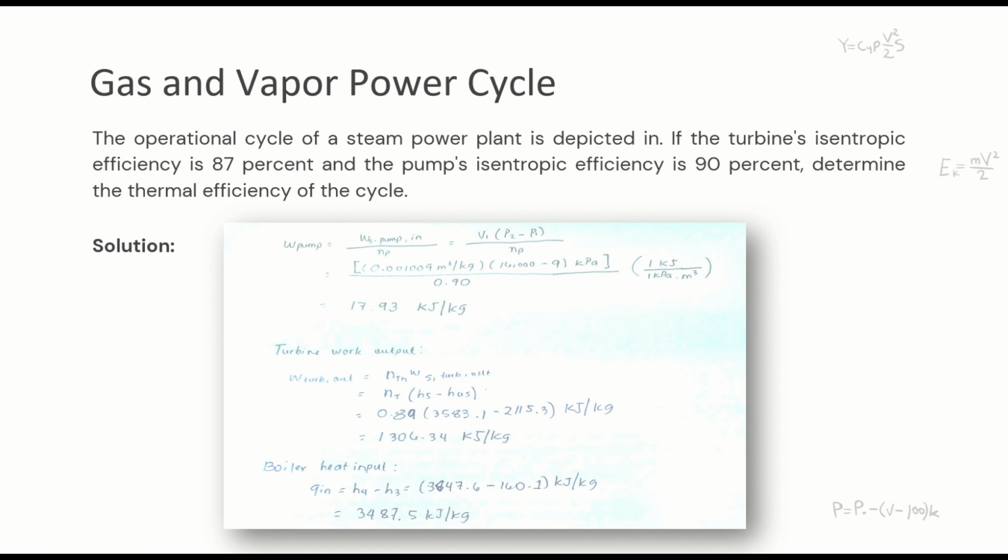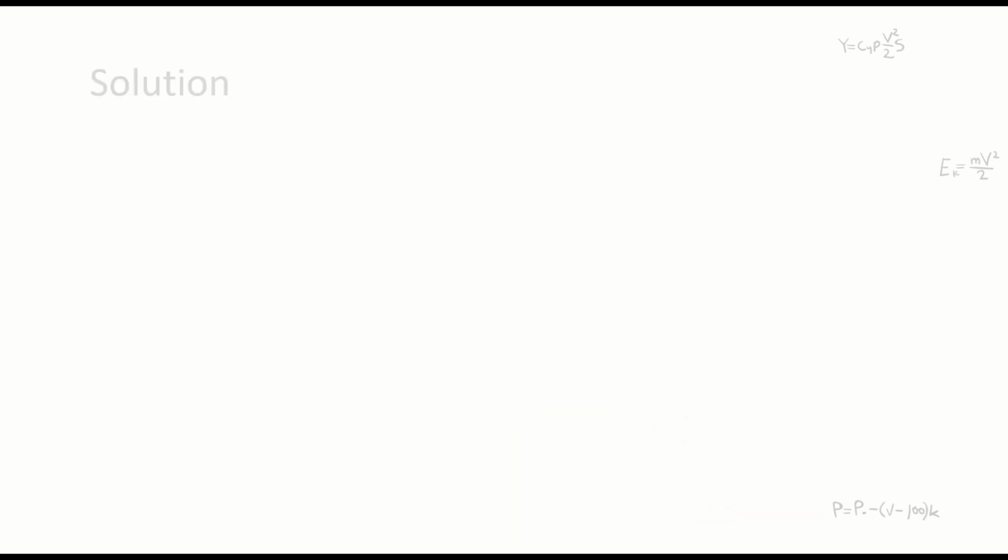We simply put the formula, which is Q in equals h4 minus h3. So let's substitute. We have the value of h4, which is 3647.6 minus 160.1 kilojoules per kilogram. Let's subtract it. We have 3487.5 kilojoules per kilogram.